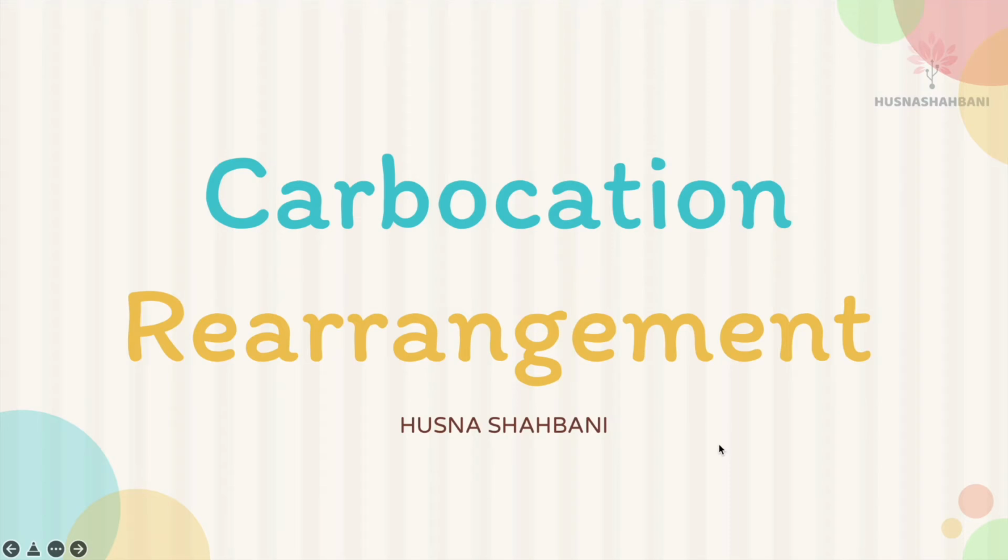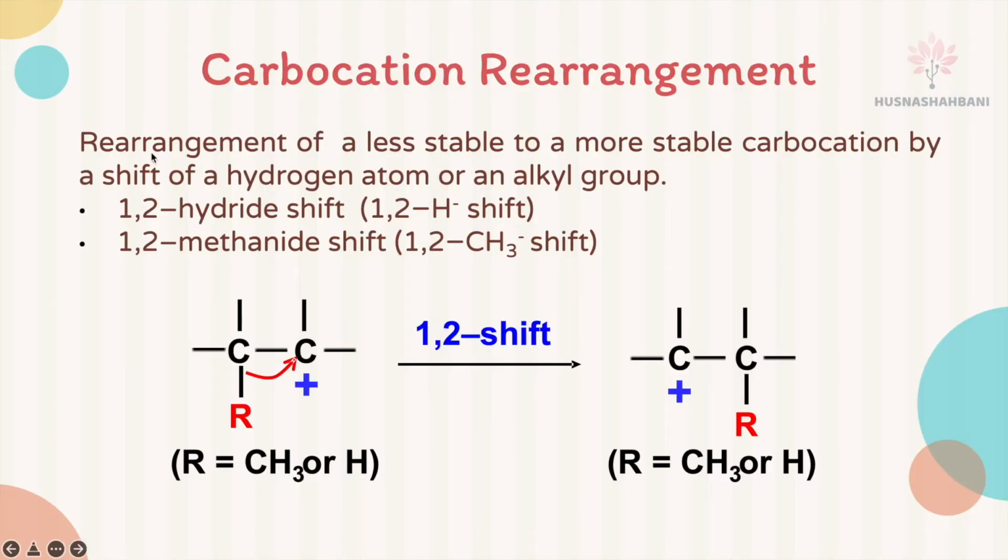Carbocation rearrangement. It is a rearrangement of a less stable to a more stable carbocation by a shift of a hydrogen or a shift of an alkyl group. When the shift is of a hydrogen, it is a 1,2 hydride shift or 1,2 H shift. If the shift involves an alkyl group, we call it a 1,2 methanide shift.